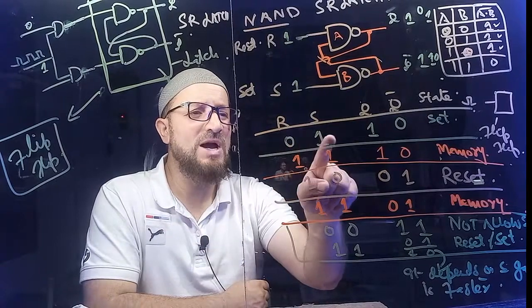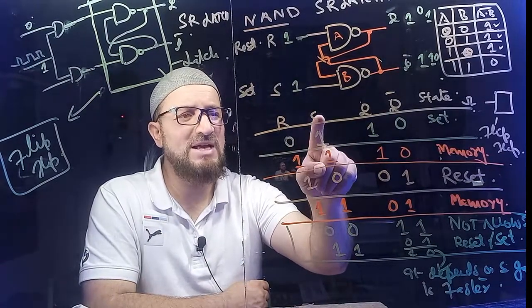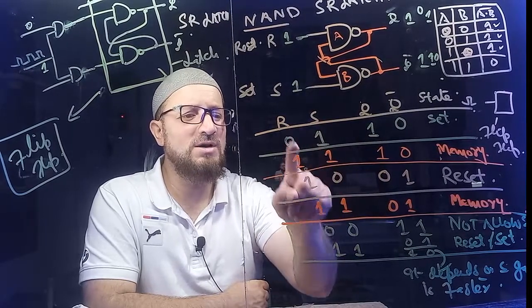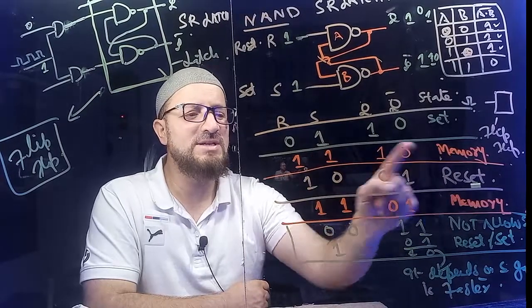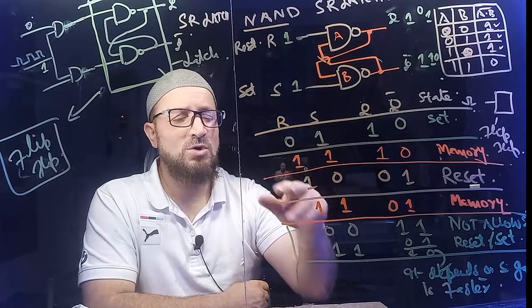So when R is 0, S is 1, output is going to be set. Remember, when S is 1, it's going to set. If S is 0, R is 1, it is going to reset. And 1, 1 is the memory state, and 0, 0 is not allowed state. So how do we do that?